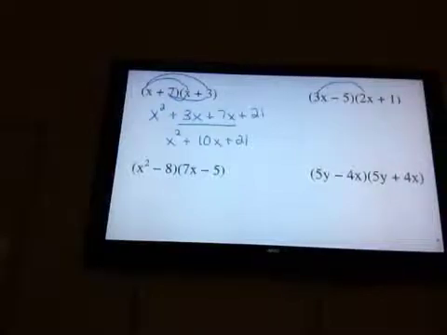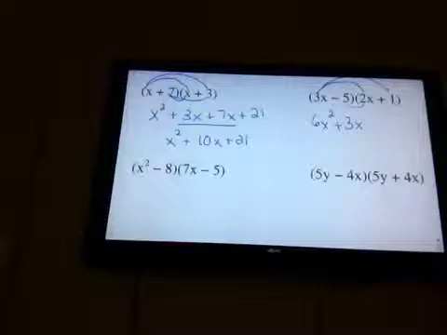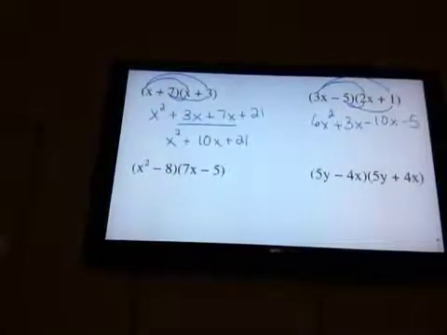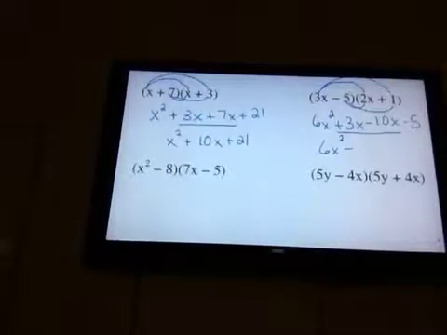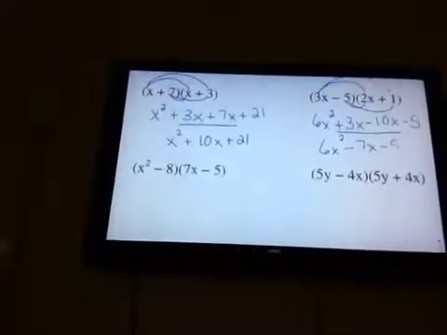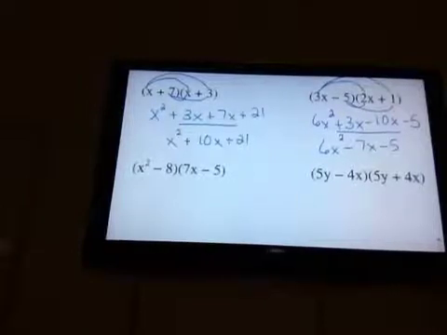3x times 2x, 6x to the second. Outer times outer, 3x times positive 1, watch your signs, positive 3x. Inner times inner, negative 5 times 2x, minus 10x. And last times last, negative 5 times positive 1 is negative 5. The middle terms are alike. They're not always the middle terms, but if you FOIL, often they are. So when I combine positive 3 minus 10, I get negative 7x.